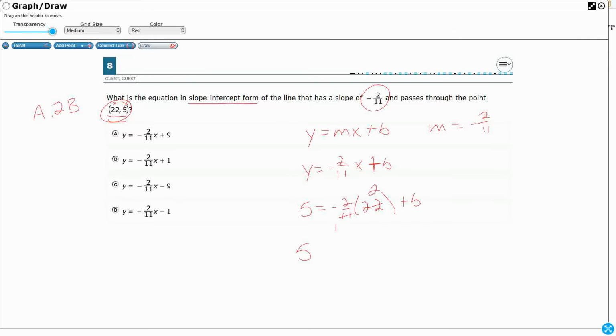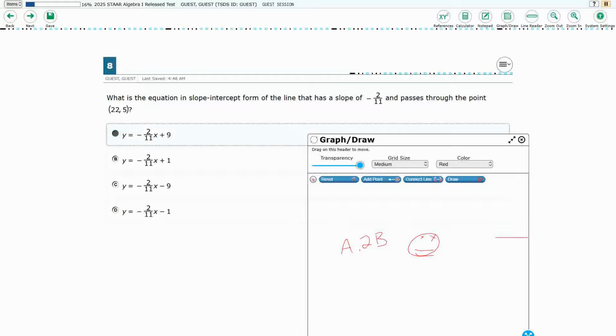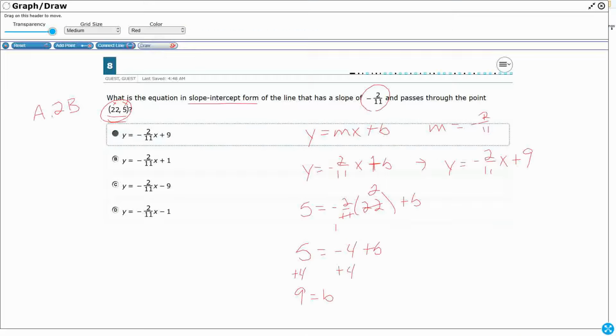That's going to end up being 5 equals negative 2 times 2 is negative 4 plus b. Add 4 to both sides. 9 is what b actually is. So we can rewrite this as y equals negative 2/11 x, and then that plus 9. And the challenge there is 9 doesn't show up as either of the x or the y values or as a slope, so it kind of seems like it's a number that comes out of nowhere. So we have to know how to manipulate the equations to get it to work.